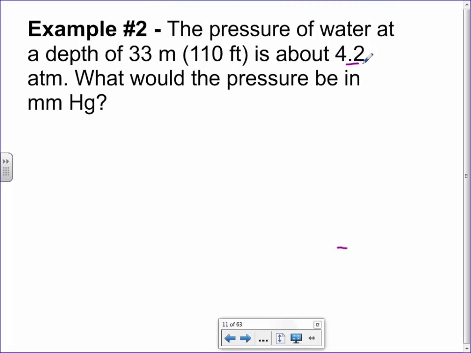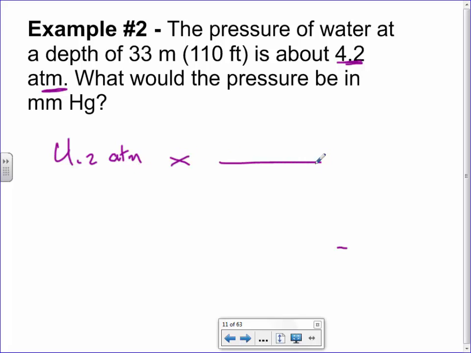Anyways, long story short, let's say you have 4.2 atmospheres underwater. That's a lot, right? Way more than natural air pressure would give. 4.2 times more than it would give, right? If you want to convert this to millimeters of mercury, here's how I do this. Start with 4.2 atmospheres. And I always start with the number that's not a ratioed number.